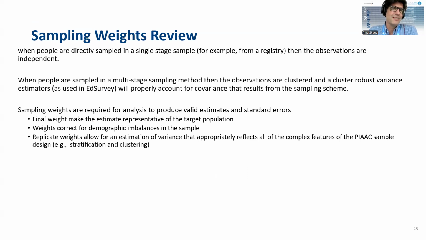Just to review sampling weights: when people are directly sampled in a single stage, then the observations are independent. When people are sampled in a multi-stage method, then the observations are clustered, and we're going to want to use cluster robust errors, as we will in EdSurvey. And that's to allow us to properly account for the results from the sampling scheme. These sampling weights are required to get results that are representative of the target population and to account for demographic imbalances in the sample. Finally, we can use these weights or the replicate weights to get cluster robust variance estimates.